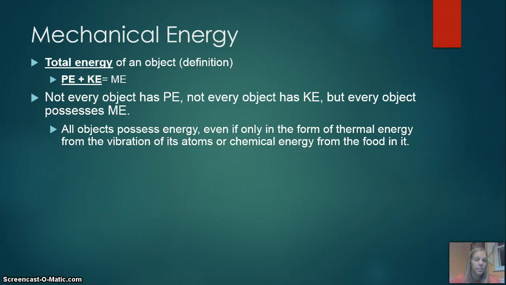Mechanical energy. Mechanical energy is the total energy that an object possesses. So when you hear the word total, you should think also sum or addition. And so here we have a basic formula. And by the way, we will be working with a lot of formulas in building a roller coaster. And here's one of them that you'll be considering. But mechanical energy is just the potential energy plus the kinetic energy equals the mechanical energy.